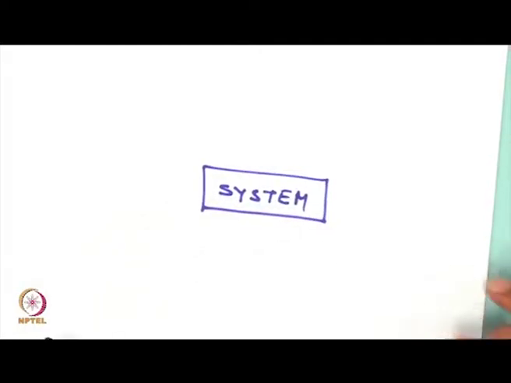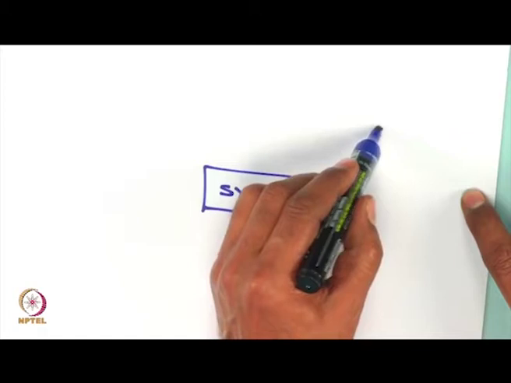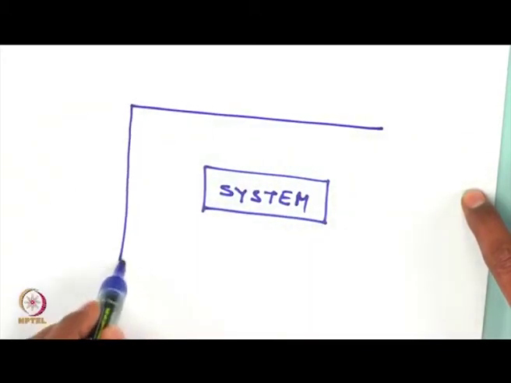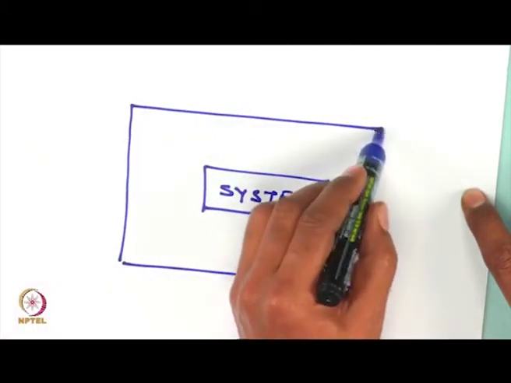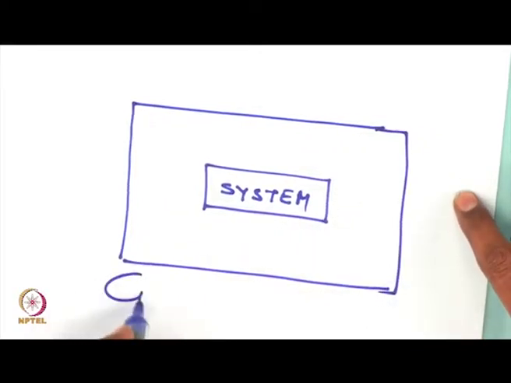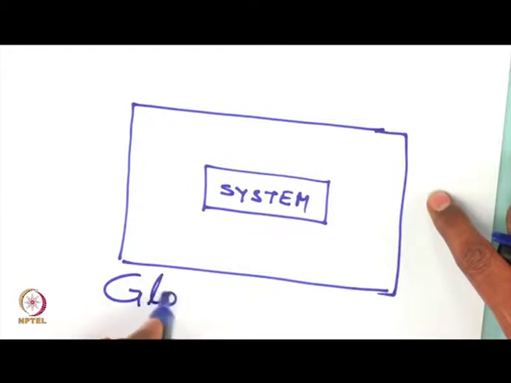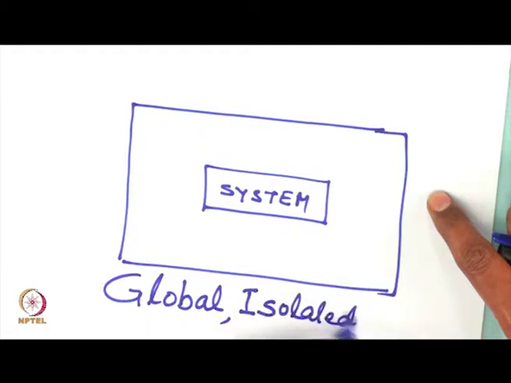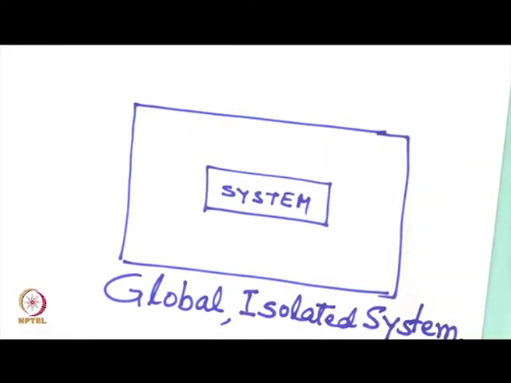It is like I have, let us say, this is my system in which the reaction is going on, and then I put an immediate surrounding and cut off the remaining surroundings from it. This is what some books write as global isolated system. I am introducing it so that there is no confusion in case we come across this terminology in different books.